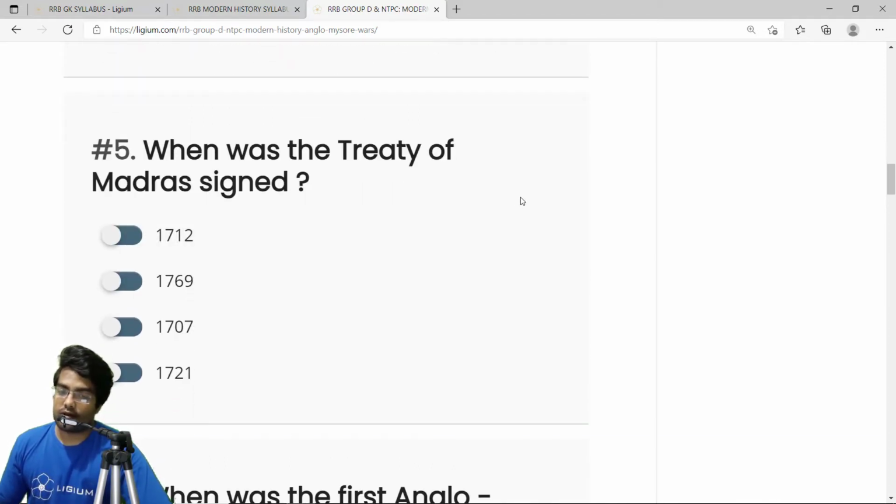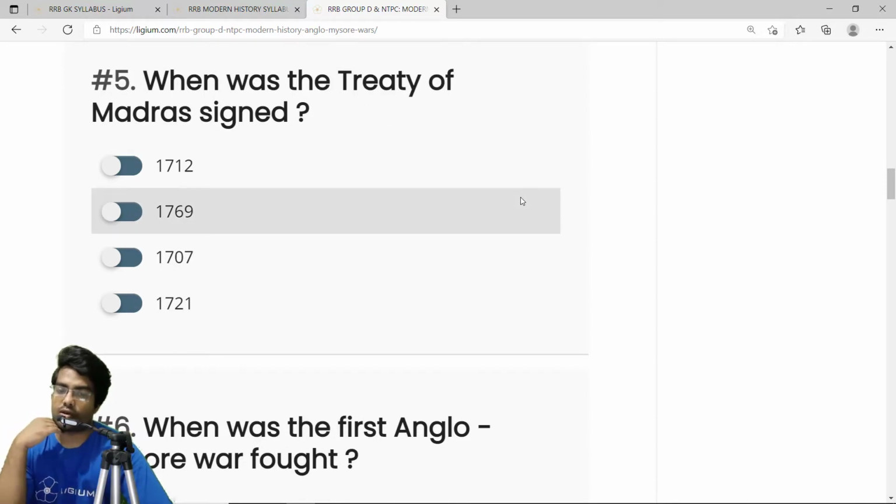When was the Treaty of Madras signed? The Treaty of Madras was signed in 1769, and this happened after Hyder Ali reached parts of Madras. Madras was ruled by the Britishers and was their base of operation. Hyder Ali defeated the Britishers and nearly reached the gates of Madras. To avoid defeat, the Britishers signed a treaty that they wouldn't pester or annoy the Mysorean kingdom. So the correct answer is 1769.